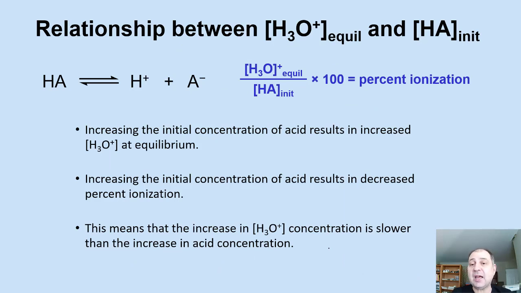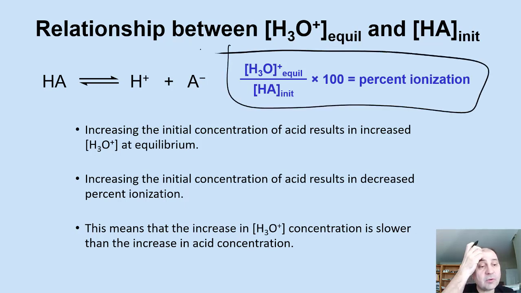So the relationship between the hydronium ion concentration and the initial concentration of the acid can be calculated. We call that percent ionization. It's shown here. This is true for any acid, and as we will see, also true for bases. Bases also have a percent dissociation to form hydroxide, and so it's going to be very similar. And it also is true that the larger the acid concentration is, the smaller the percent dissociation. Okay, so this is down here. This means that the increase in hydronium ion concentration is slower than that of the acid.